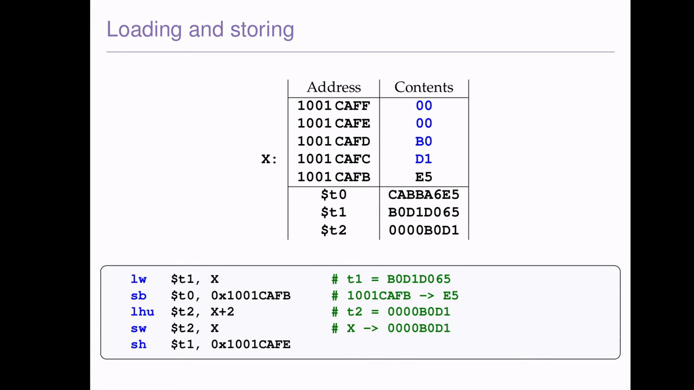And then the final instruction is to store the half word from T1 into 101cafA. So what is the half word at T1? Well, we know that the half word is going to be D065. So that should get loaded into the register address 101cafA, like so.